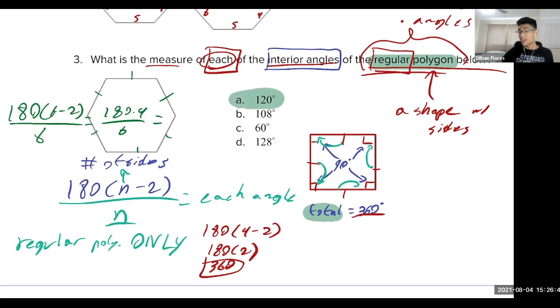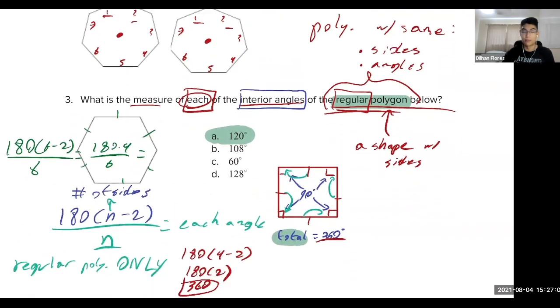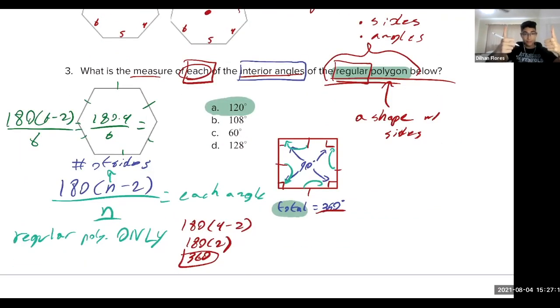Perfect, okay? So just to review, the total interior angles is going to be 180 times n minus 2, where n is the number of sides, okay? That works for any polygon. However, if you want to find the measure of each angle in a regular polygon, and a regular polygon has the same size sides and same angles, you can divide that by n. All good?